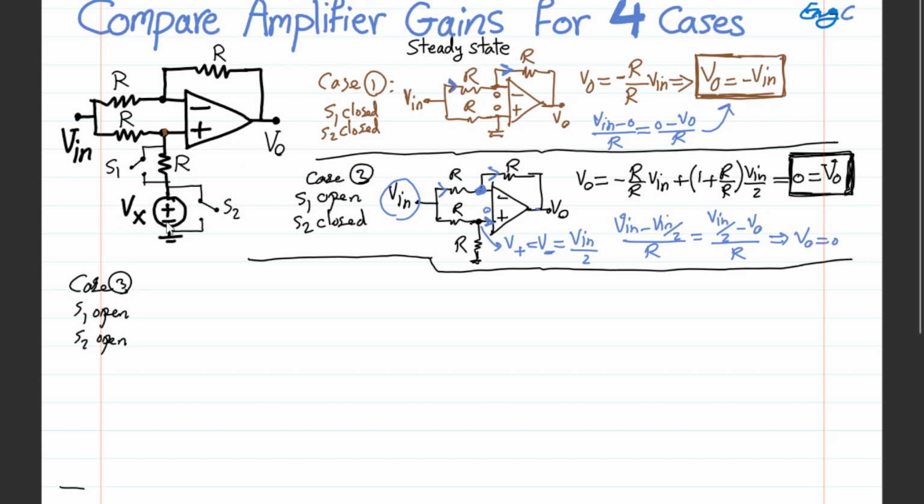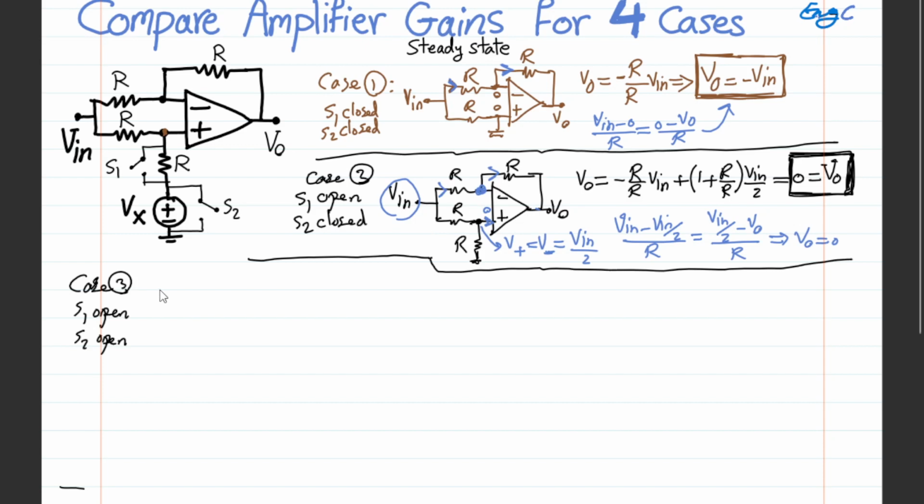To do the superposition, we first consider Vx as not there, shorted, and we see what V in is doing to V out. We keep it, and then next we assume V in is not there, which means V in is 0 or shorted, and then we consider Vx. Okay, if we assume Vx is 0, not there, we get exactly what we see in case 2.